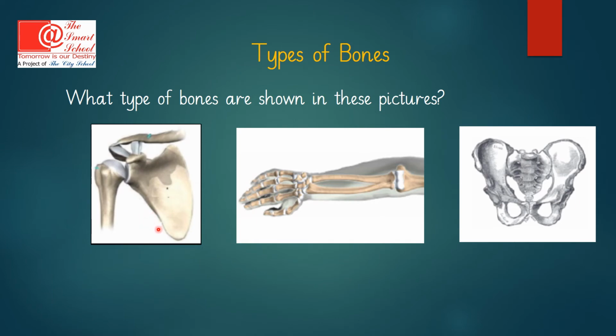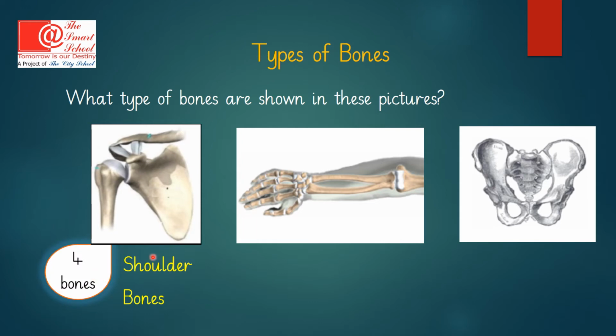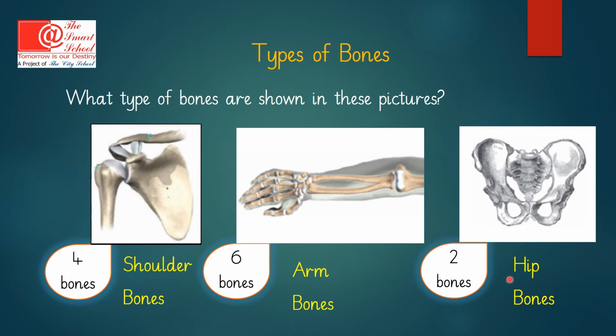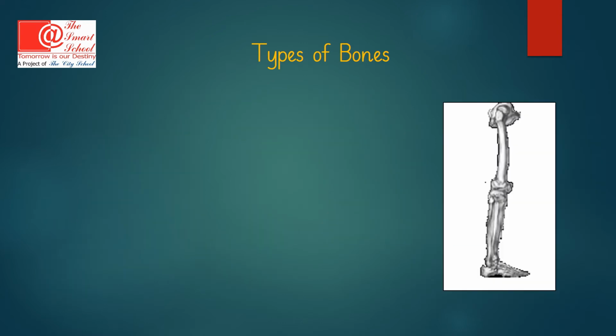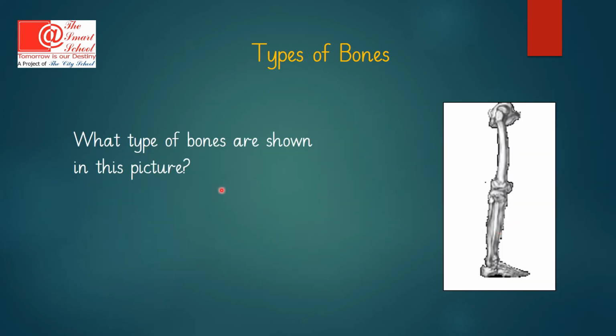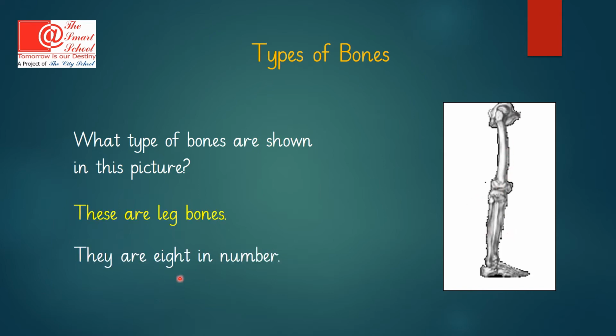What are these bones? These are shoulder bones. And there are total 4 bones in the shoulder. You can guess what these bones are, right? Obviously, these are the arm bones and there are total 6 arm bones which join together to make an arm. Does this look like anything familiar? Yes, these are hip bones. These are 2 in number which join together to make our hips. These are leg bones. They are 8 in number and they join together to make our leg.